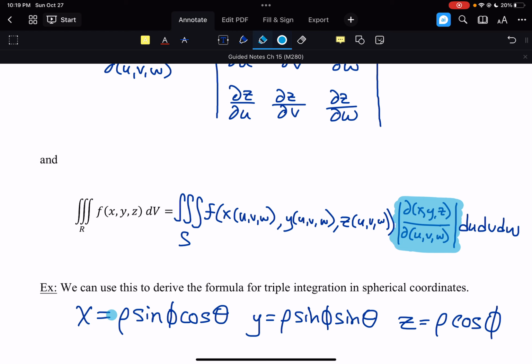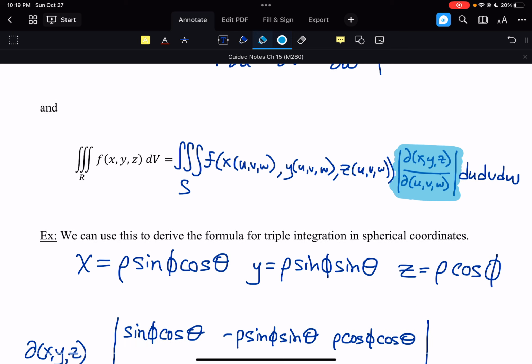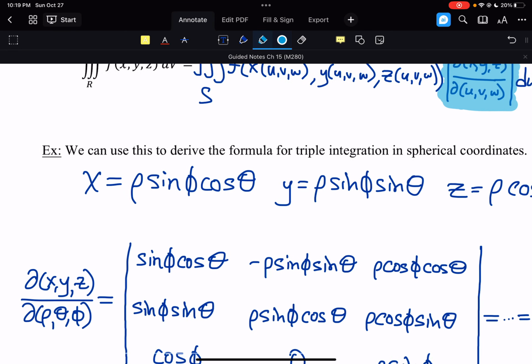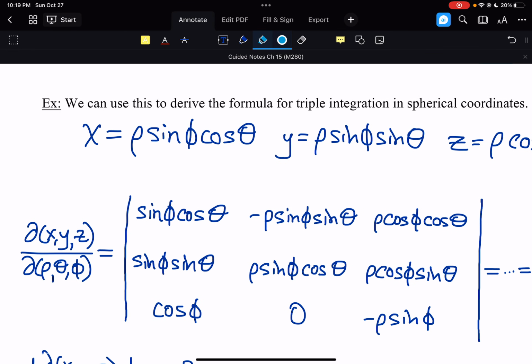So we know x is rho sine phi cosine theta, y is rho sine phi sine theta, z is rho cosine phi. If we set up the Jacobian using these three, so we take the partials of x with respect to rho, phi, and theta, y with respect to rho, phi, and theta, and z with respect to rho, phi, and theta, we get this 3x3 determinant. So these are all the partial derivatives with x, with y, and with z.